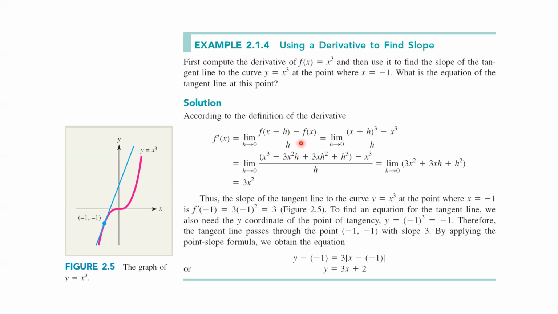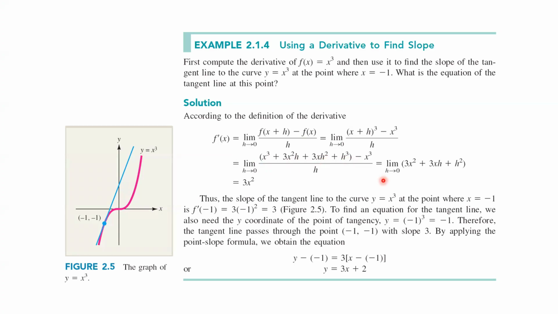Using the definition of f of x, we will have (x plus h) quantity cubed minus x cubed over h. Expanding the cube of a binomial, we get x cubed plus 3x squared h plus 3xh squared plus h cubed. Take note here that x will have descending powers with exponents from 3 down to 0, while h will have ascending powers with exponents from 0 up to 3. The coefficients 1, 3, 3, 1 can be obtained using Pascal's triangle.